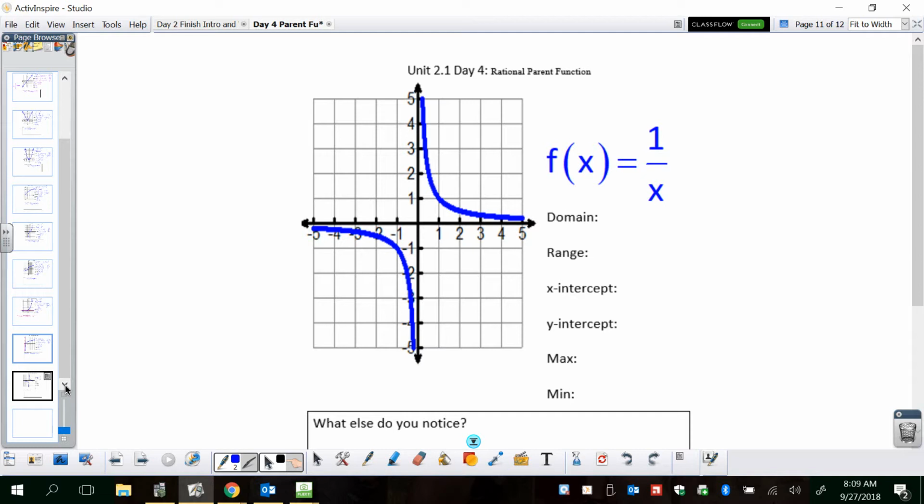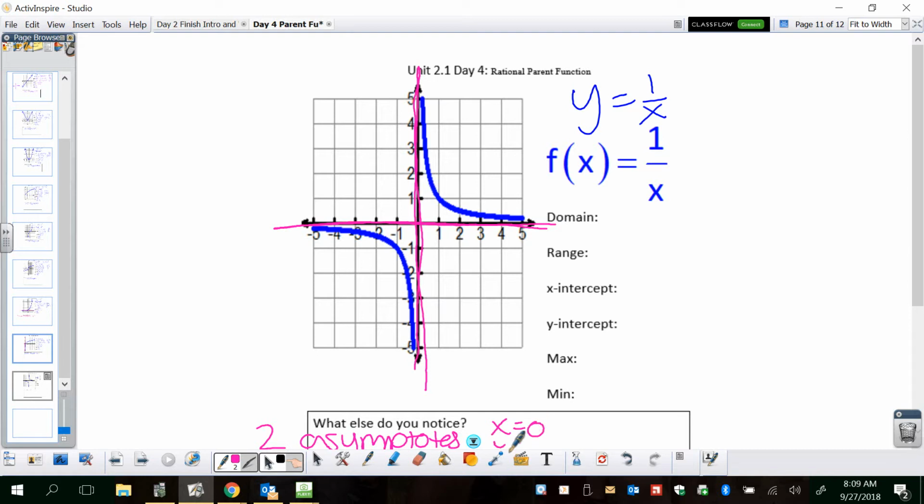So this is the rational parent function. Again, it's the same thing as y equals 1 over x. Okay? Does this have asymptotes? It has 2. Okay? So I want you to realize, doesn't it get really close to this axis but never touch? It also gets really close to this axis and never touches. So we have 2 asymptotes. One at x equals 0 and one at y equals 0. So one vertical and one horizontal. Okay?